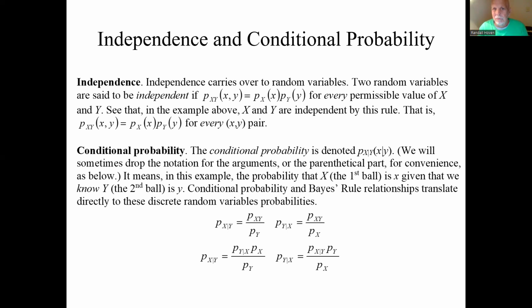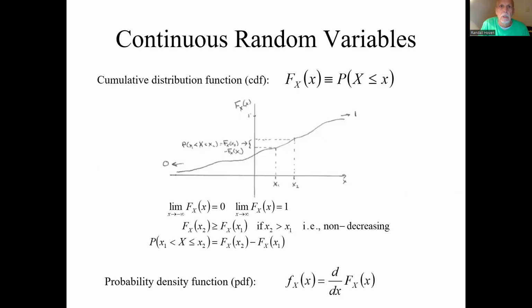What if you have something continuous, like you throw a dart? How far is it from bullseye, the center of your dartboard? That's a continuous variable. How do we deal with continuous variables?